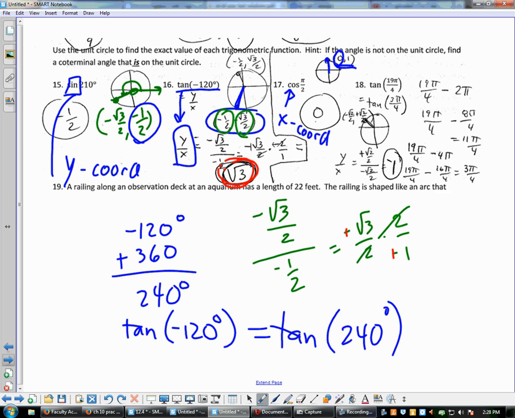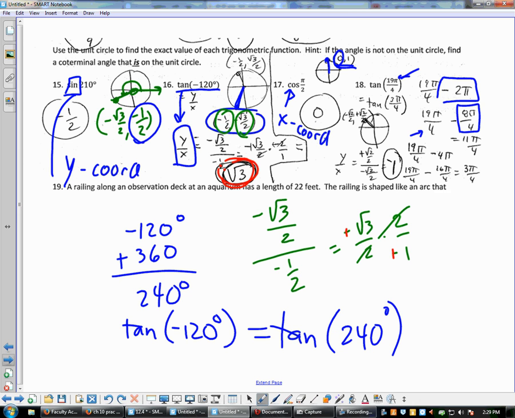For tangent of 19 pi over 4, again, 19 pi over 4 is too big to be on the unit circle, so you could actually add or subtract multiples of 360 to get it on the unit circle if it was degrees, but since it's radians, I actually need to subtract 2 pi. You could always convert that to degrees first and then add 360 or subtract multiples of 360. I just chose to keep it in radians. So I did 19 pi over 4 minus 2 pi. 2 pi is the same as 8 pi over 4.